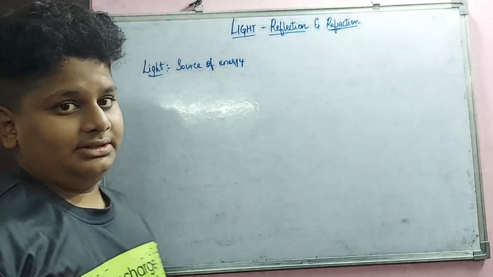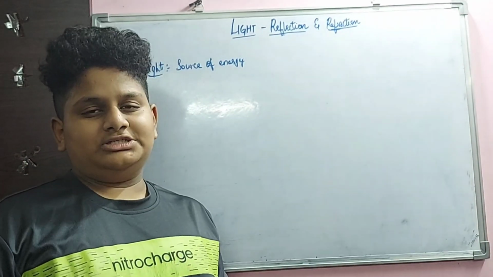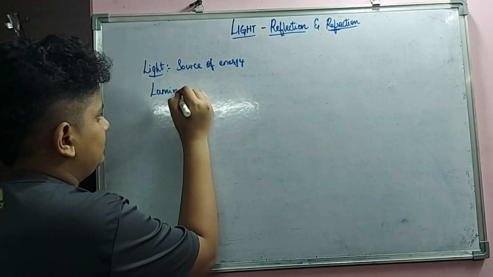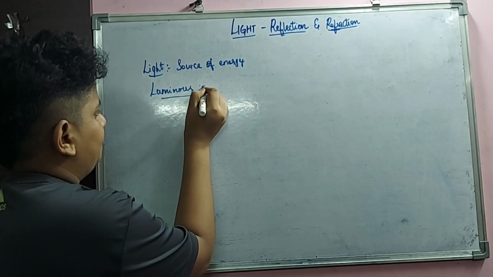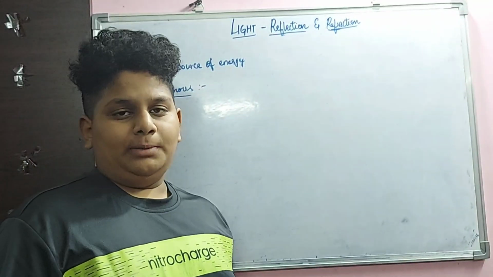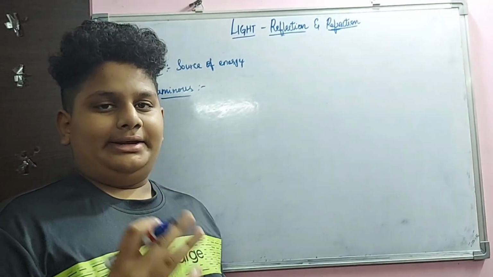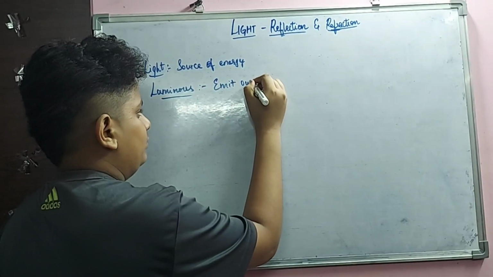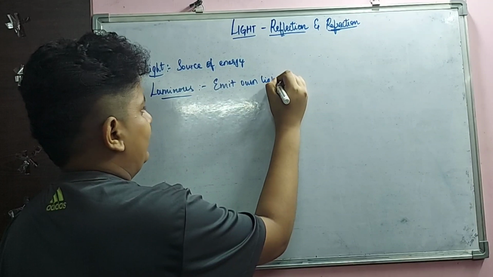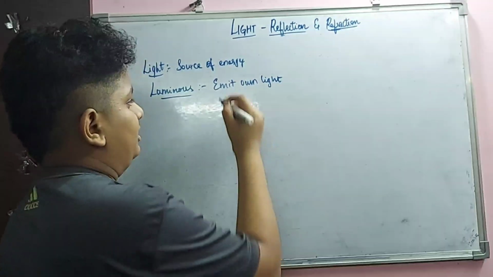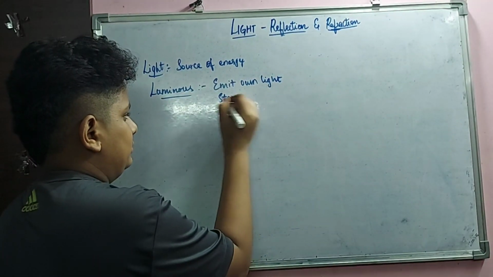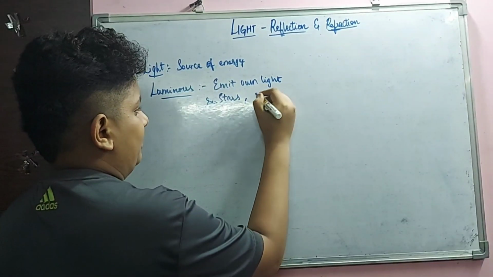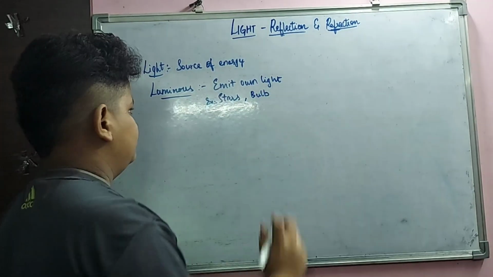So here in this slide, there are two types, non-luminous and luminous. What are luminous objects? Luminous means the objects which emit their own light are known as luminous objects. For example, stars. And the best example is our electric bulb, the bulb in our home.